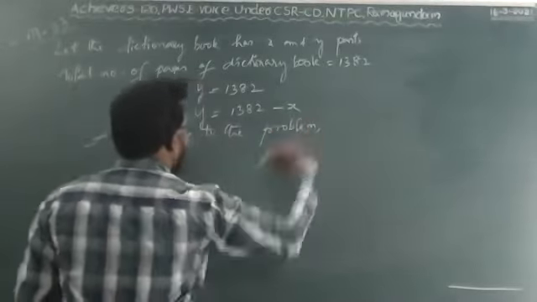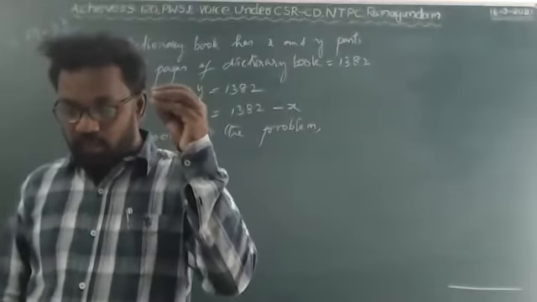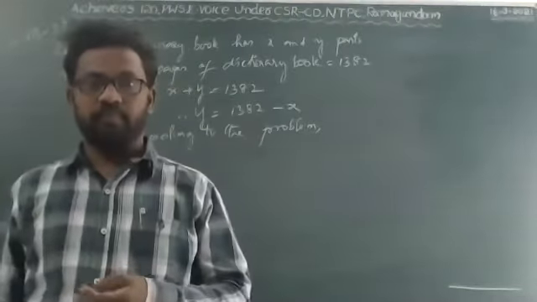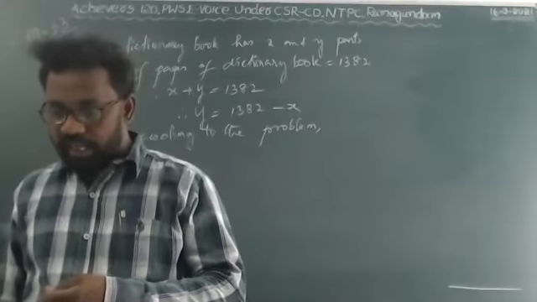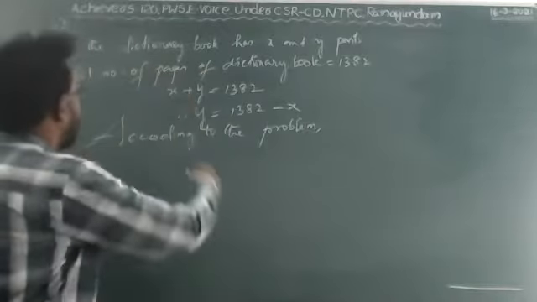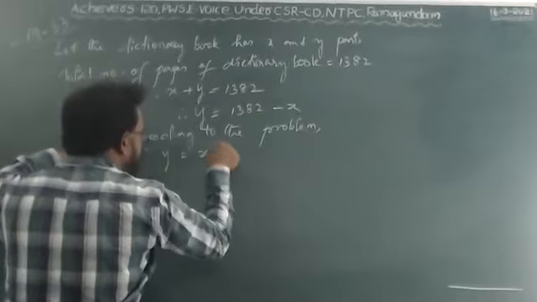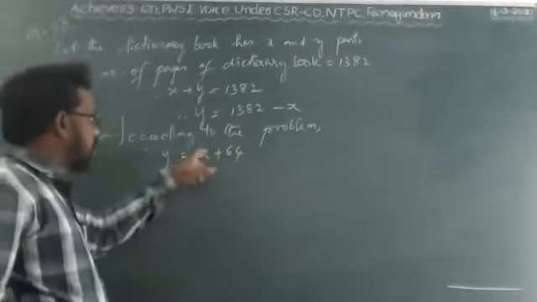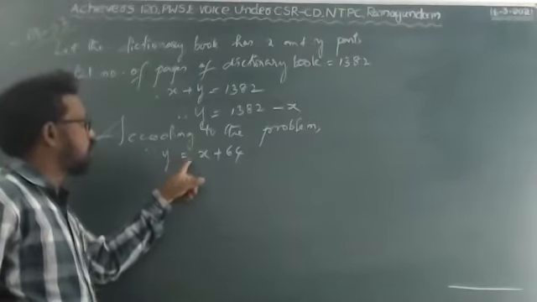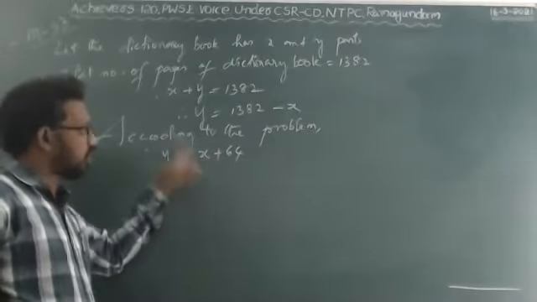what is the condition given? The condition is: the second part of the book has 64 pages more than the first part. So let us take y as the second one. So x plus how many more? 64 pages more than the first part. The second part of the dictionary book is equal to 64 more than the first part.